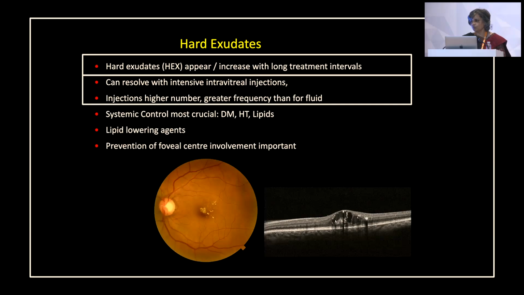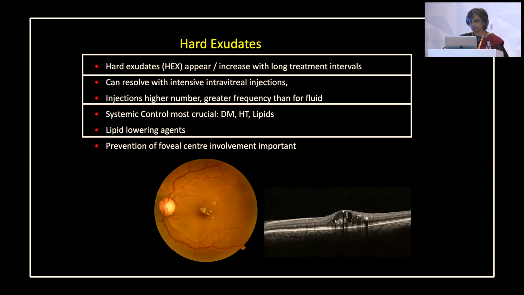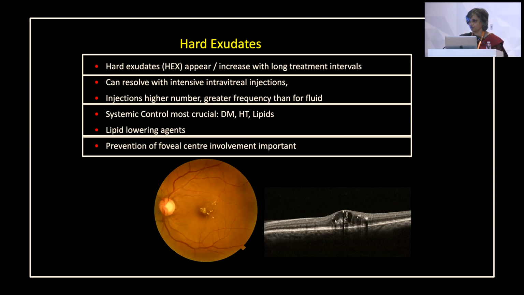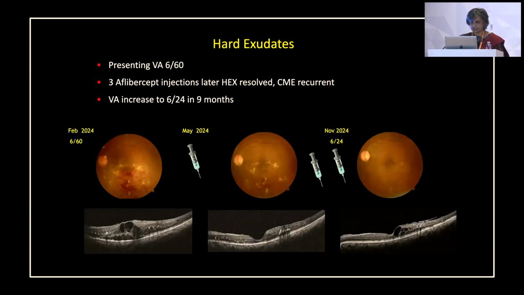They seem to appear when there has been a long gap in treatment or a neglected case. And they also need more intensive intravitreal injections for resolution, more frequent, more number. And alongside is very important systemic control, especially the lipid control, but also diabetes and BP. So I would say prevention of this foveal center involvement is very important, because once they come, even resolution may not ensure good vision. It causes some permanent damage.